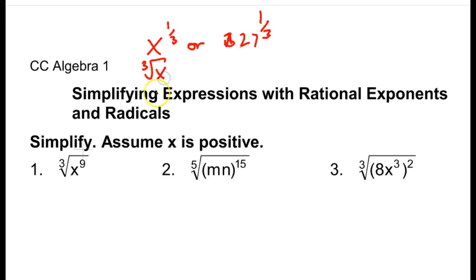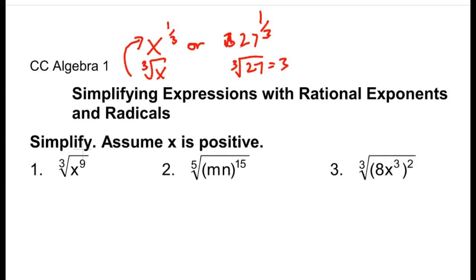So you would say that's the cube root of x. This is the cube root of 27, and if it was numbers only, you could get an answer. If it was just variables, then you were finished. So here, we're actually going to go the other direction. If you're given a cube root, write it as a fractional exponent and simplify.